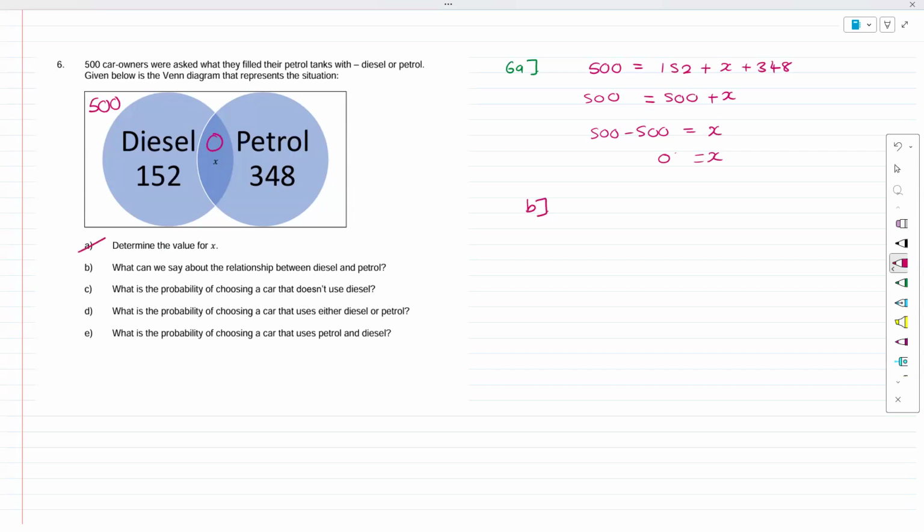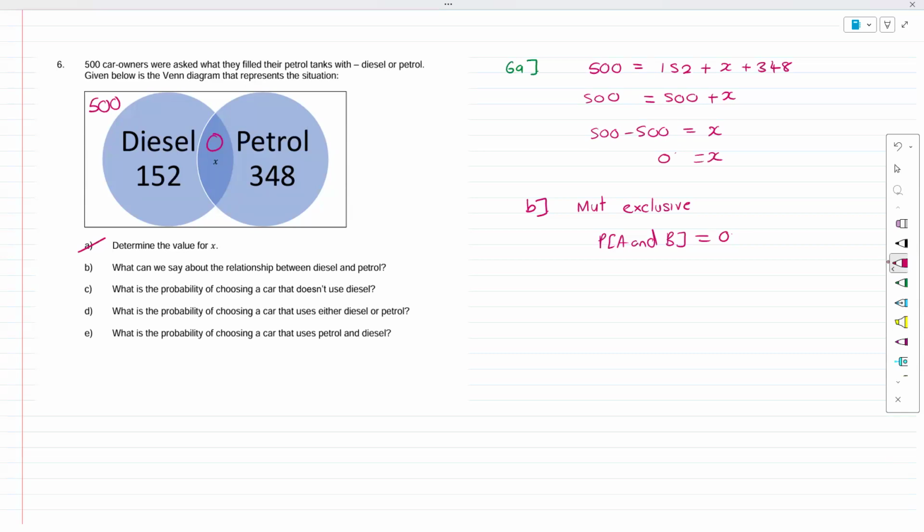4B, what can we say about the relationship between petrol and diesel? Now, we didn't get to this as yet. We will in the next lesson with identities and relationships. But this is called mutually exclusive. Now, mutually exclusive means that P(A and B) equals to 0. What does this mean? That means it's absolutely impossible for the two events to happen at the same time. You cannot turn left and right at the same time. You cannot fill diesel and petrol and expect your car to work. You can't, this means it can't happen.